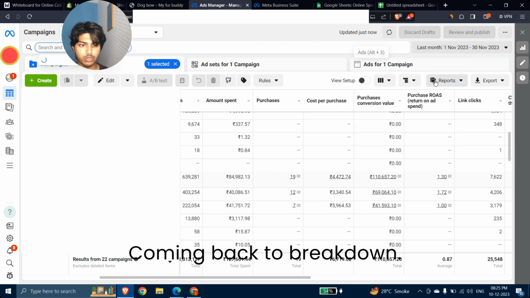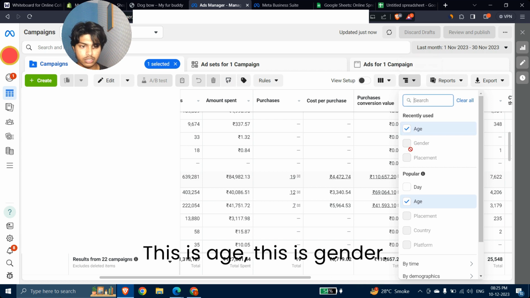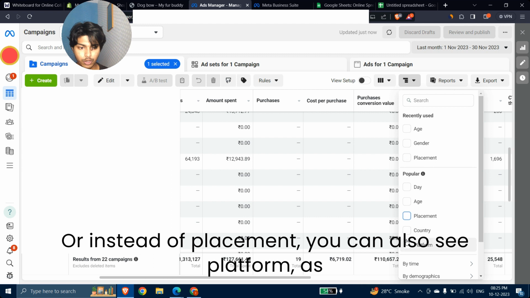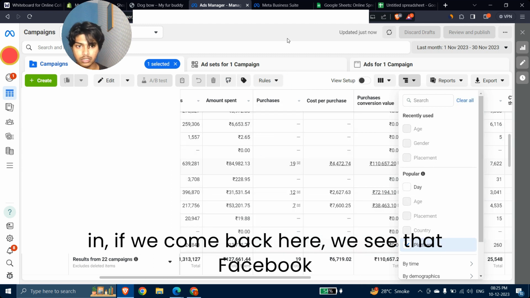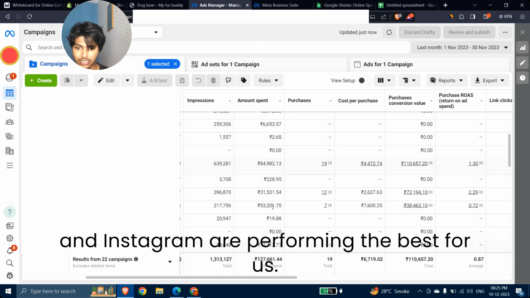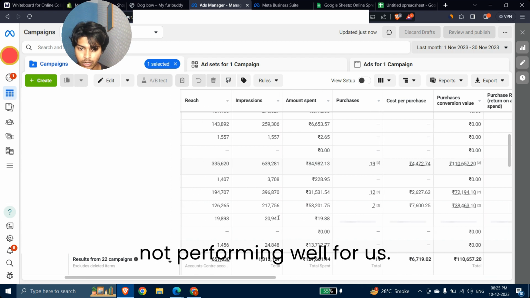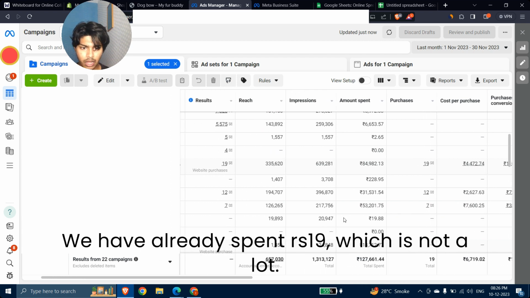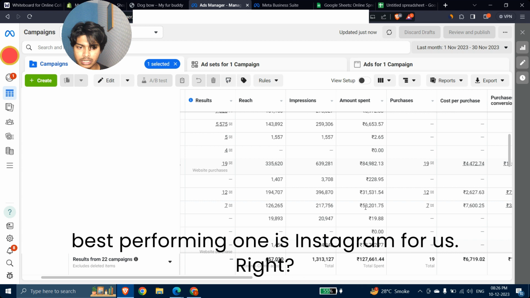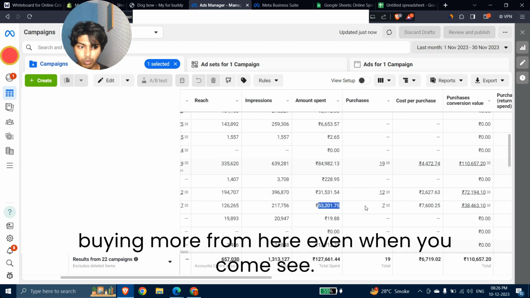Right, coming back to breakdown, this is age, this is gender. You can also see placement, or instead of placement you can also see platform. As in, if we come back here, we see that Facebook and Instagram are performing the best for us compared to Messenger, which is not performing well for us. We have already spent 19 rupees, which is not a lot, but you can see even in this, the best performing one is Instagram for us, right? Even though we're getting more purchases here, people are buying more from here.